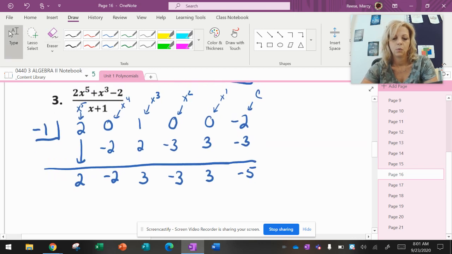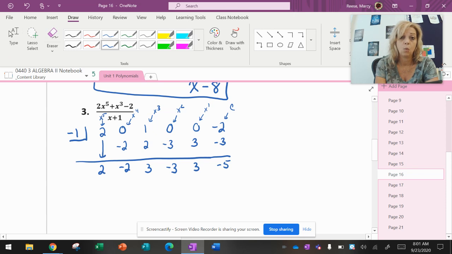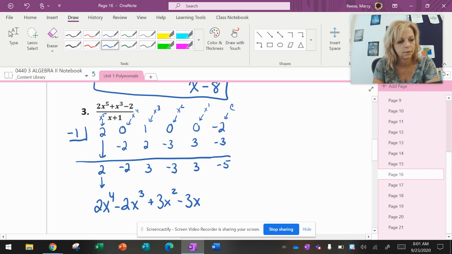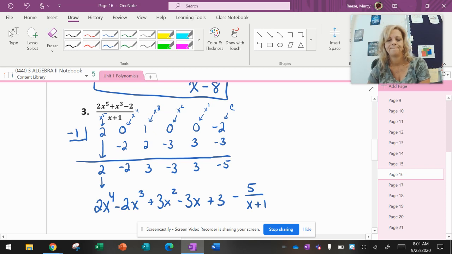Okay? So when I go to write this now, I go one less than the degree. Remember, the degree is that highest exponent. I'm going to keep saying that it is 5. I'm going to go one less than that. So this comes down to 2x to the 4th minus 2x to the 3rd plus 3x to the 2nd minus 3x plus 3 minus 5 over, remember we had to put it over what the divisor was, x plus 1. And there it is. What do you think?